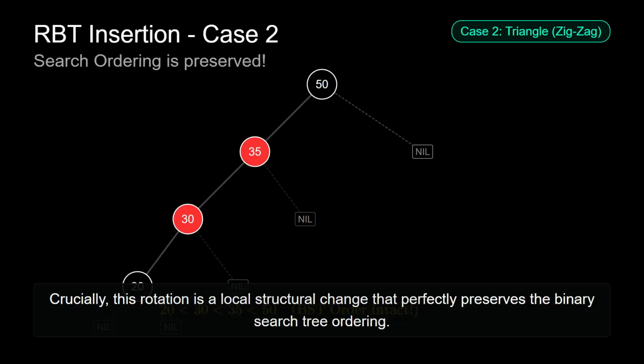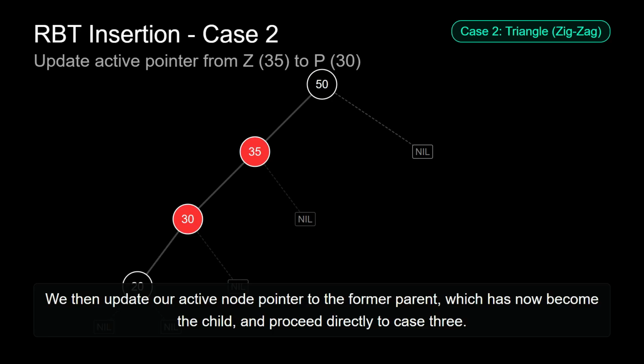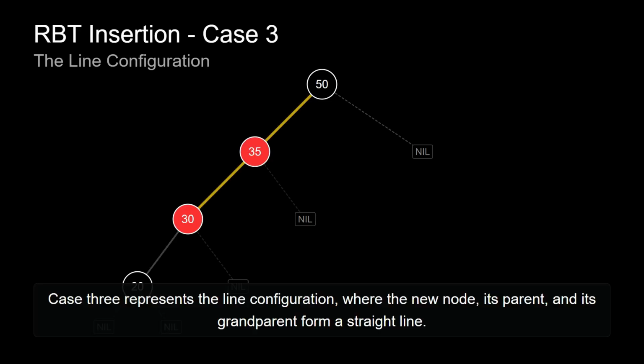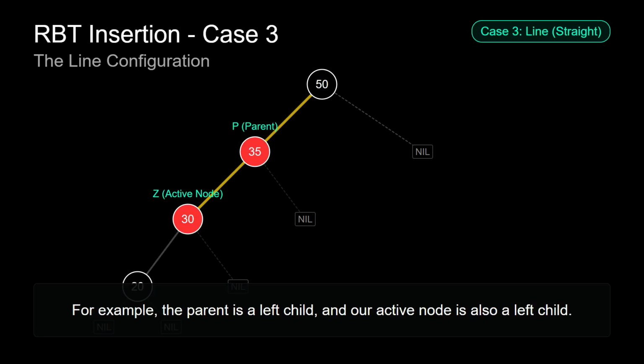Crucially, this rotation is a local structural change that perfectly preserves the binary search tree ordering. We then update our active node pointer to the former parent, which has now become the child, and proceed directly to case 3. Case 3 represents the line configuration, where the new node, its parent, and its grandparent form a straight line. For example, the parent is a left child, and our active node is also a left child.